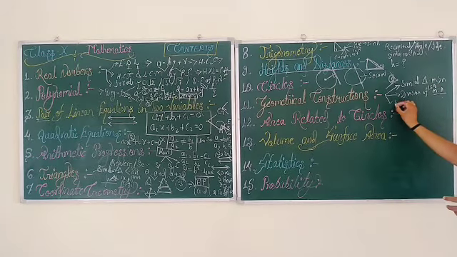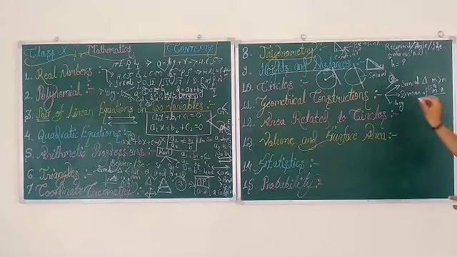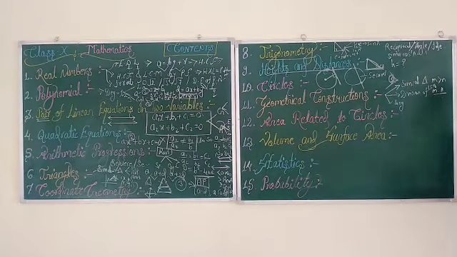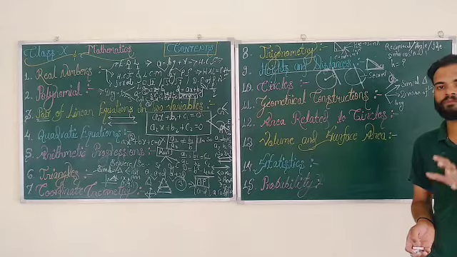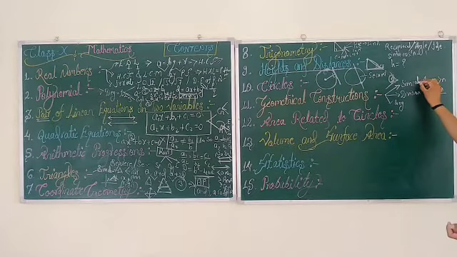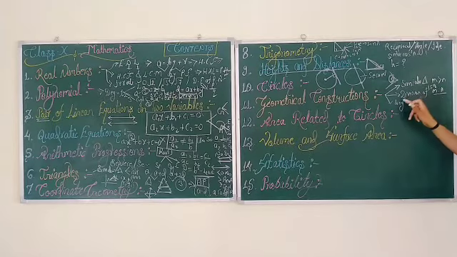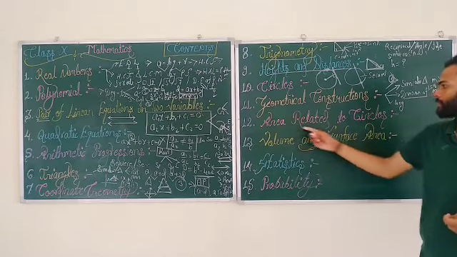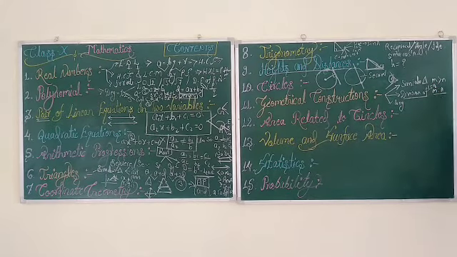We also construct the tangent of a circle from a point outside the circle. We construct a similar triangle. We also divide the line segment in the ratio m:n by the construction. Now your next chapter is area related to circles.